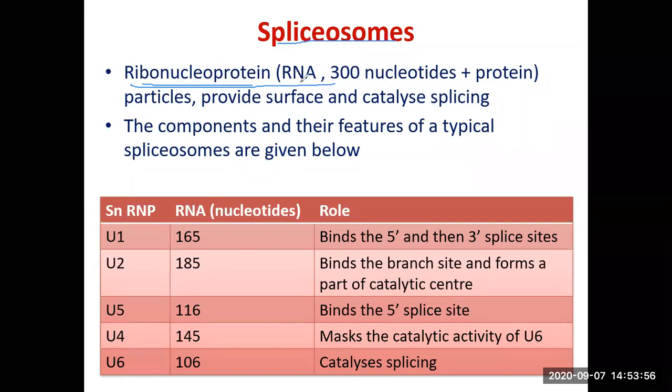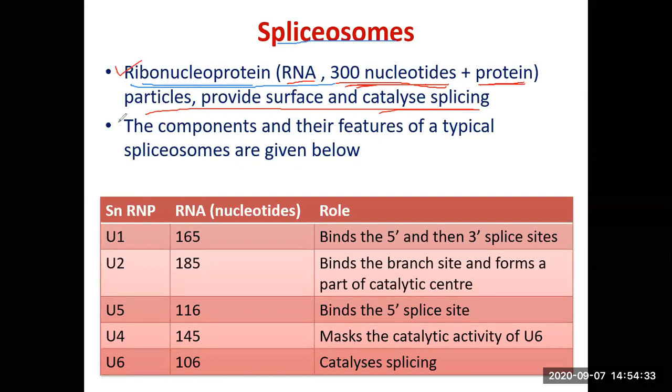It means something made up of both RNA, typically less than 300 nucleotides, small nuclear RNAs (snRNAs) or small cytoplasmic RNAs, plus protein. When you have RNA and protein, you call it a ribonucleoprotein particle. So spliceosomes are nothing but ribonucleoprotein particles. They provide the surface and they also catalyze the splicing.